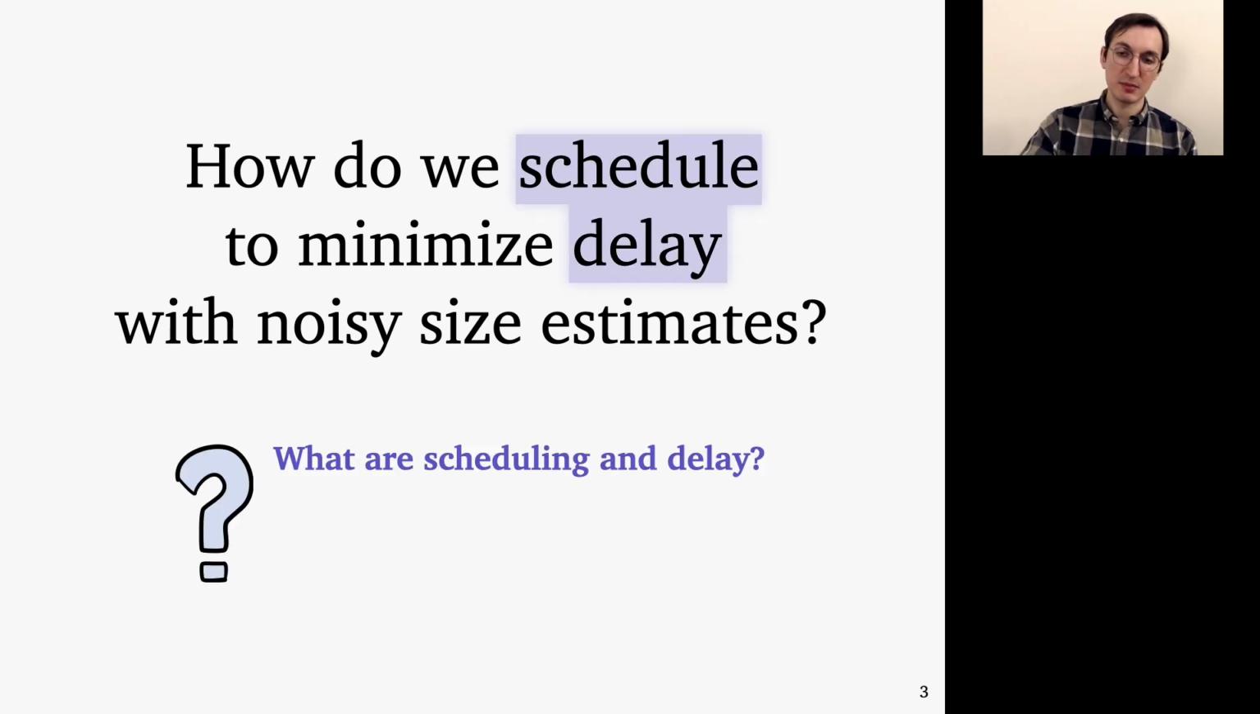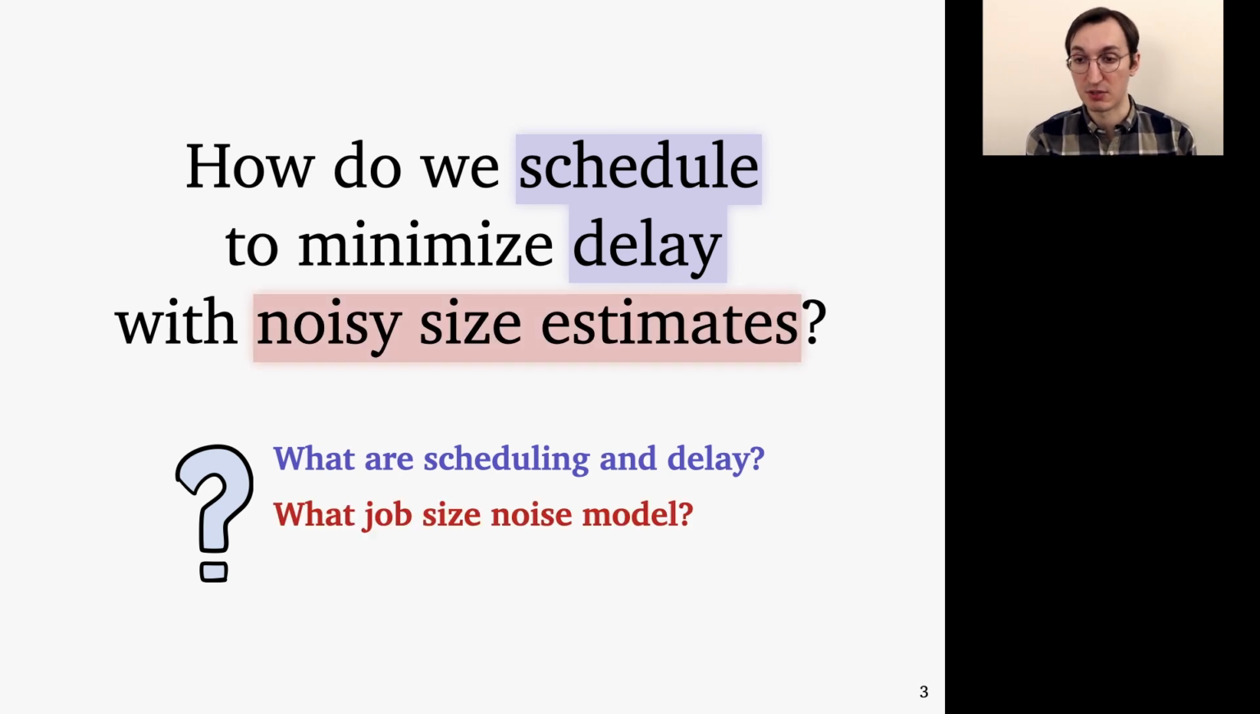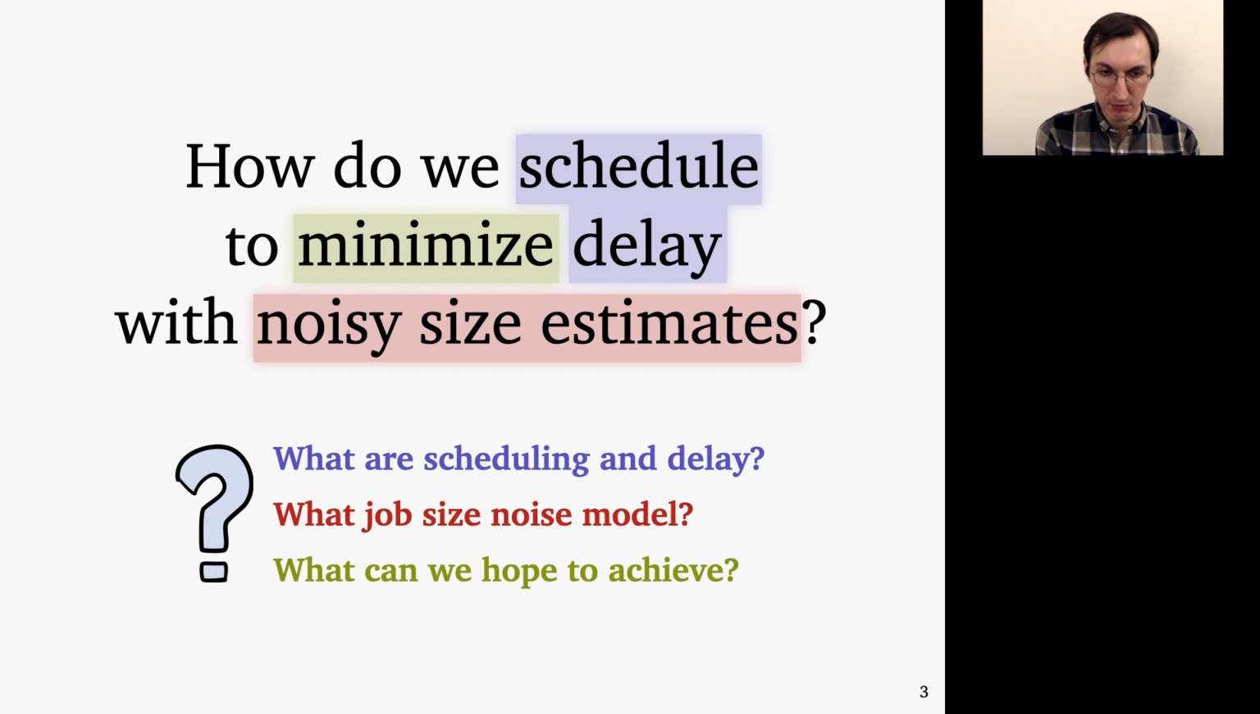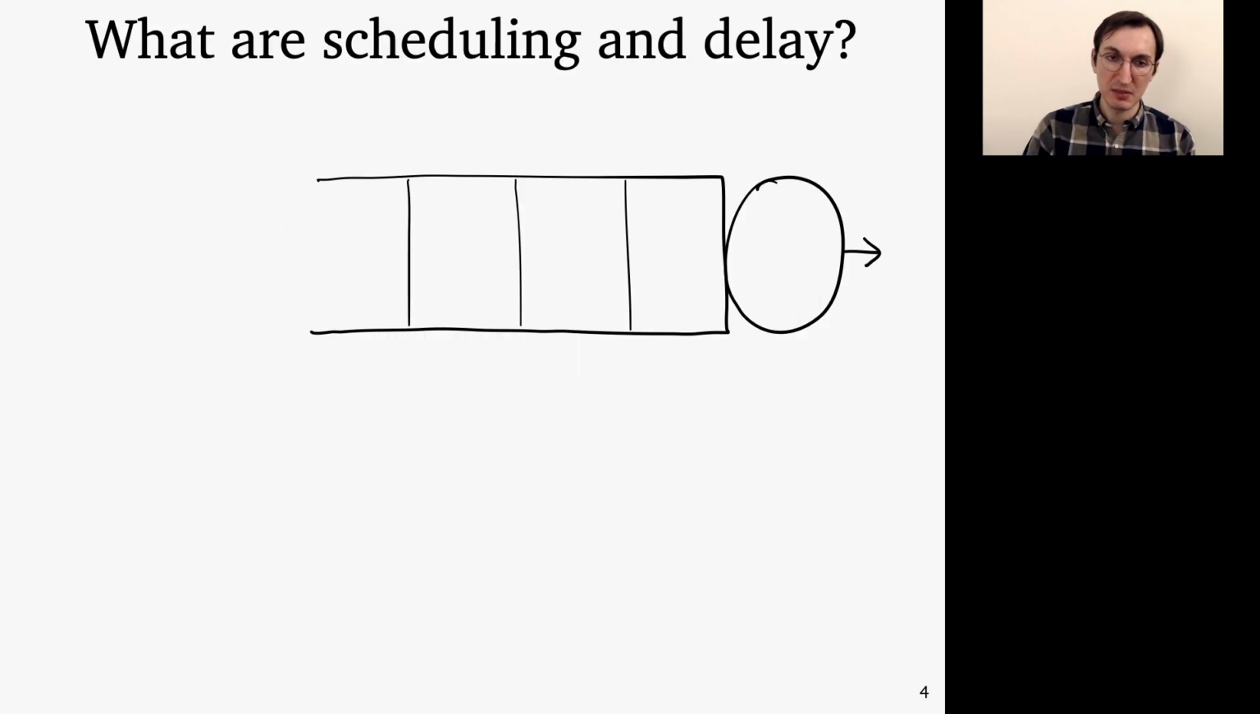And so let me start by talking a bit more about what scheduling and delay even are. Then I'll talk about the specific noise models we assume. And finally, I'll discuss what we can hope to achieve in terms of minimizing delay, right? What are the right goalposts to aim for? Okay, so let me start by introducing just what scheduling and delay are.